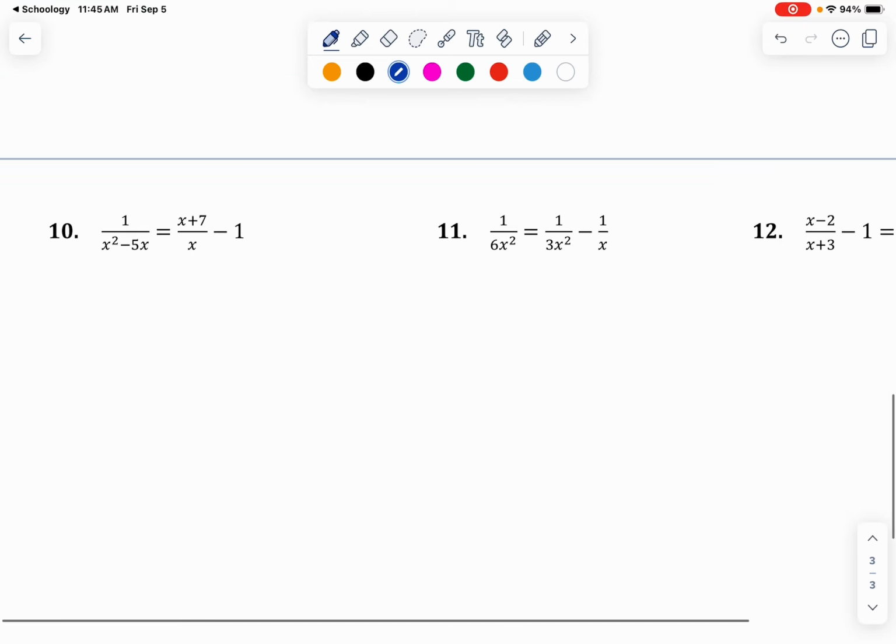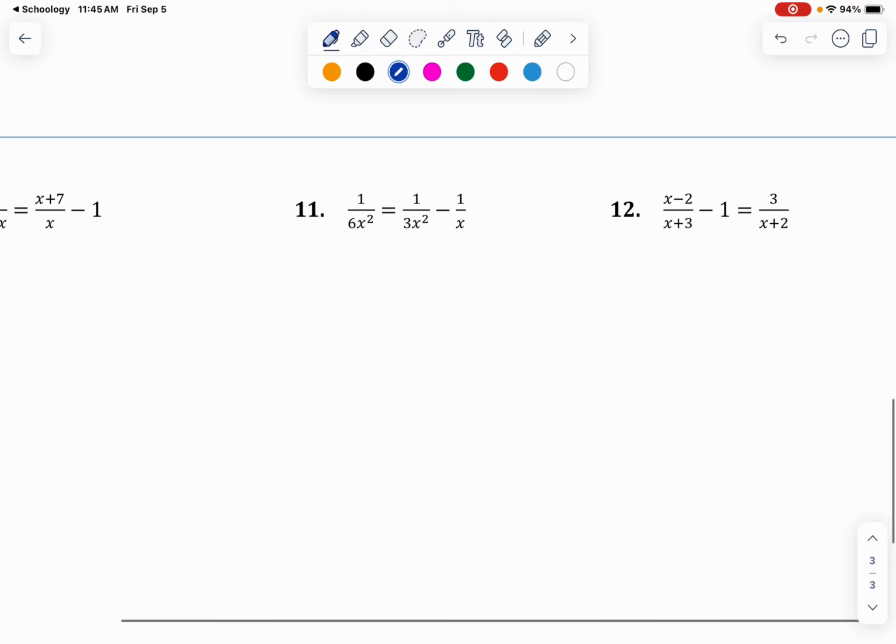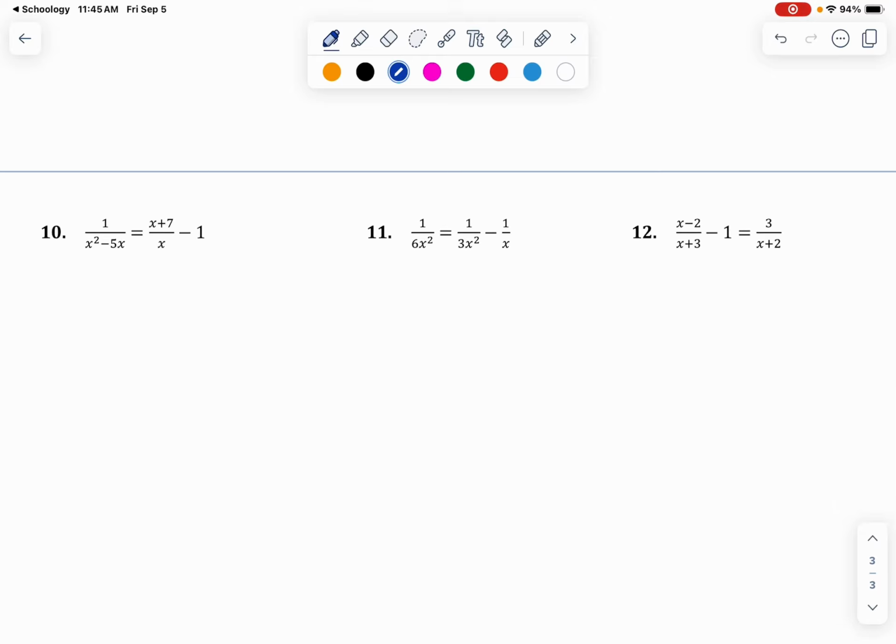All right, why don't you pause the video and try these 3 on your own, see how you do, okay? And then what you can do is go to the answer key that's in Schoology and check your answers, compare to them, and see how you did.